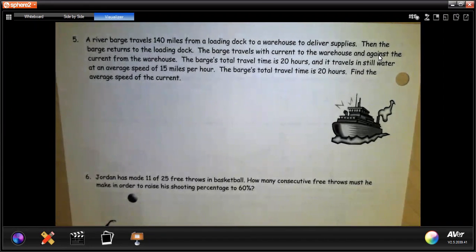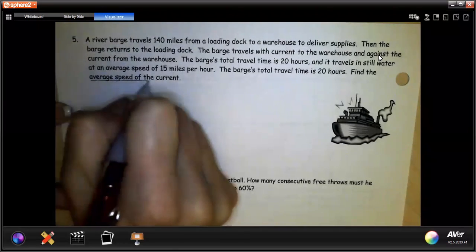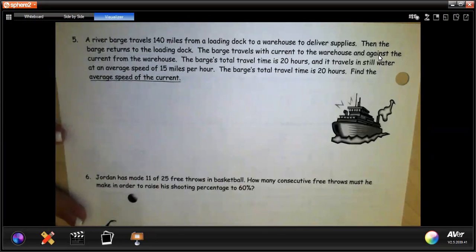The barge's total travel time is 20 hours, and it travels in still water at an average speed of 15 miles per hour. Find the average speed of the current. So in this case, our x, our variable, is the average speed of the current. That's what we're looking for.